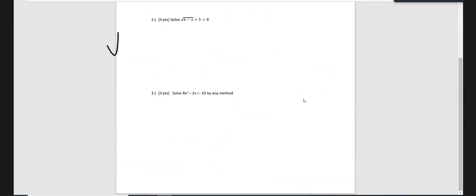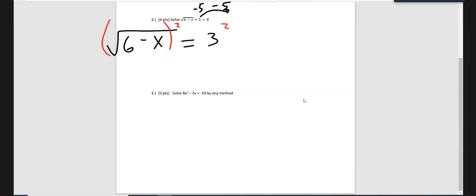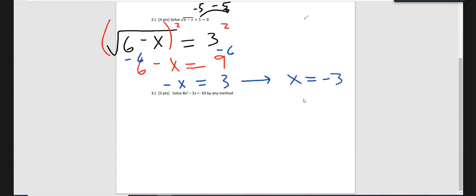All right, solve that. We want the radical by itself, so we got 6 minus x, and we're going to take that 5 and move it to the other side by subtracting 5, giving me 3. So this is going to be a lot easier than some of those other questions. We're going to square both sides, giving us 6 minus x equals 9. And then, of course, we can subtract 6. Negative x equals 3 and divide by negative 1, so x equals negative 3.